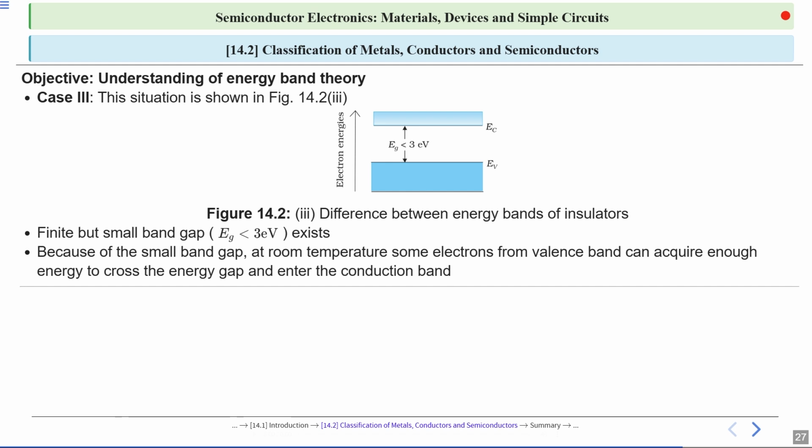In semiconductors, a small energy gap less than 3 electron volt allows electrons to jump from the valence band to the conduction band at room temperature, enabling electrical conductivity. This is why semiconductors conduct electricity but not as well as conductors.